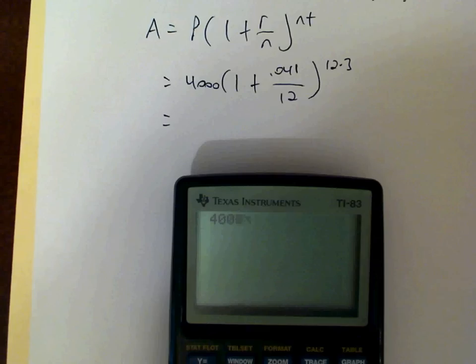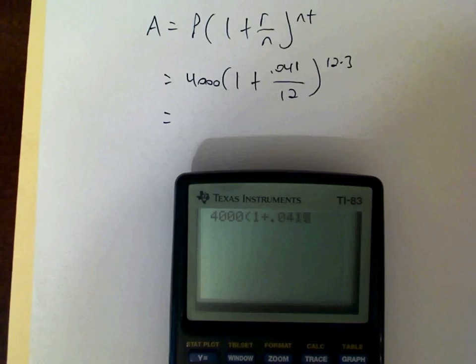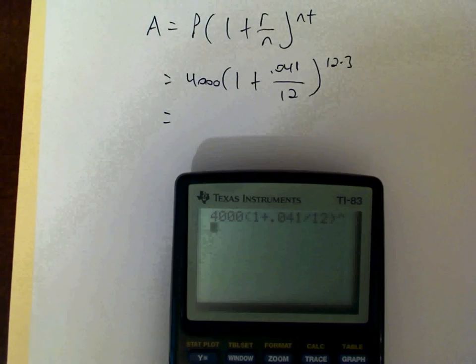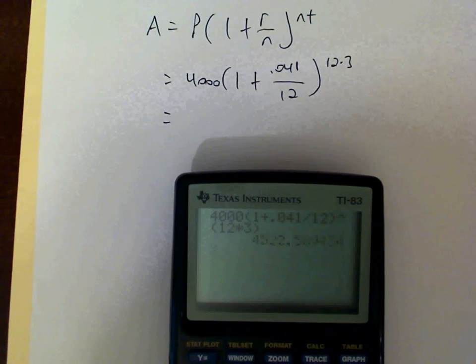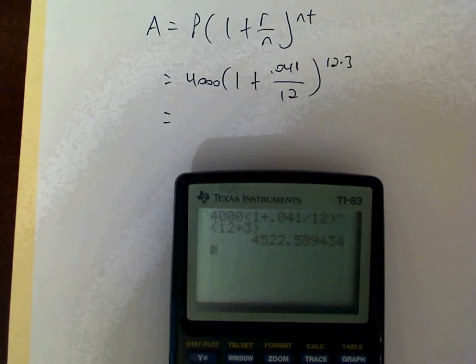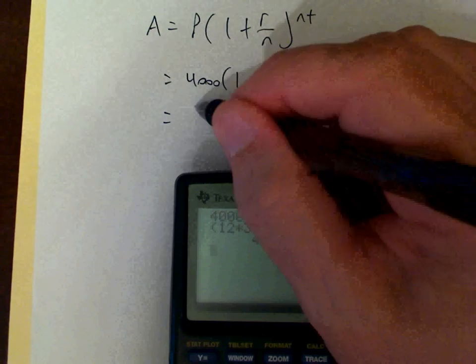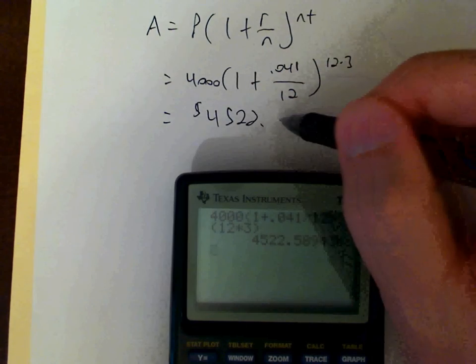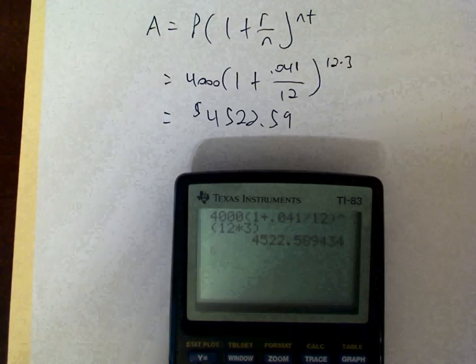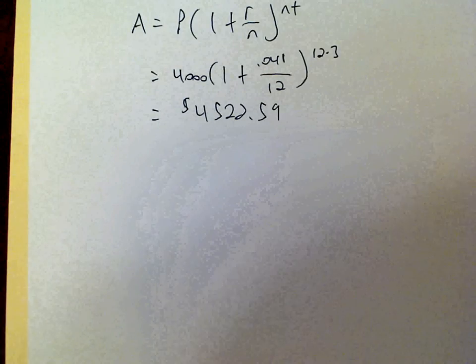4,000, parentheses, 1 plus 0.041 divided by 12, close parentheses, exponent key, caret key, and then put the exponent in parentheses, 12 times 3. Close it, hit enter, and you get $4,522.59.